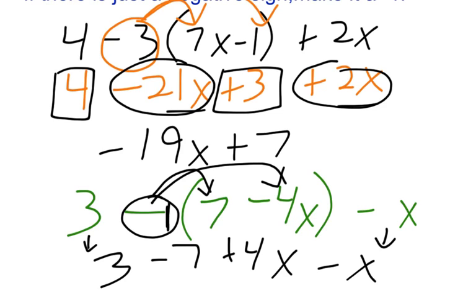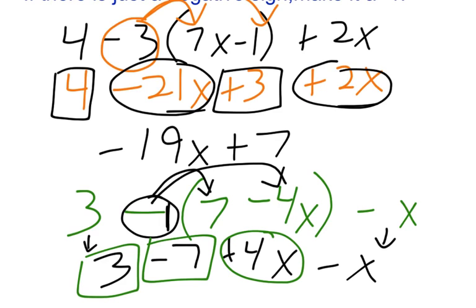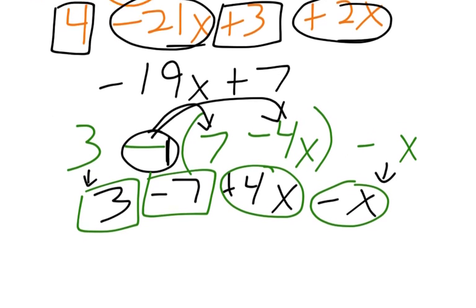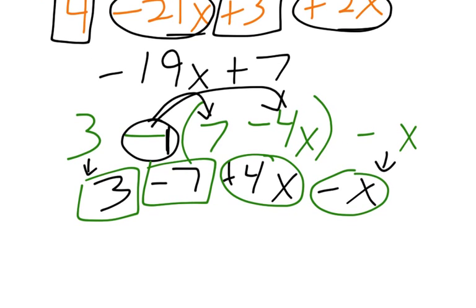Notice that we are done with this negative sign right here. We've already used it. And now I combine my like terms. So I have 3 minus 7. Those are like terms. And then plus 4x and minus x are like terms. So I'm going to do my x's first. 4x minus x is 3x. 3 minus 7 is negative 4. And that's my final answer.